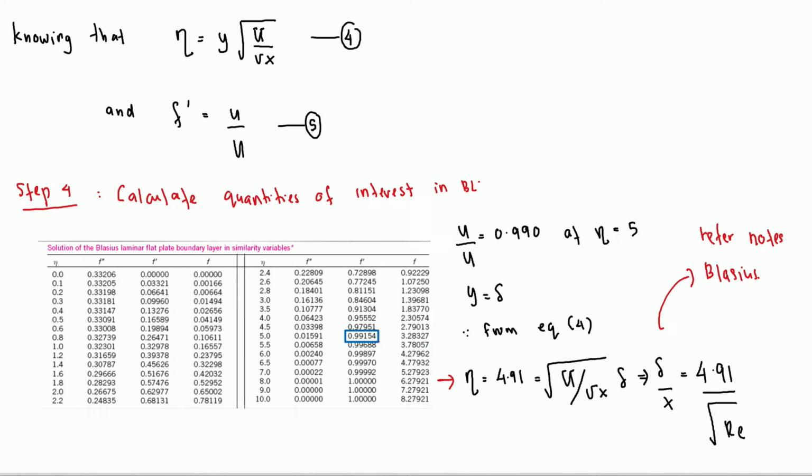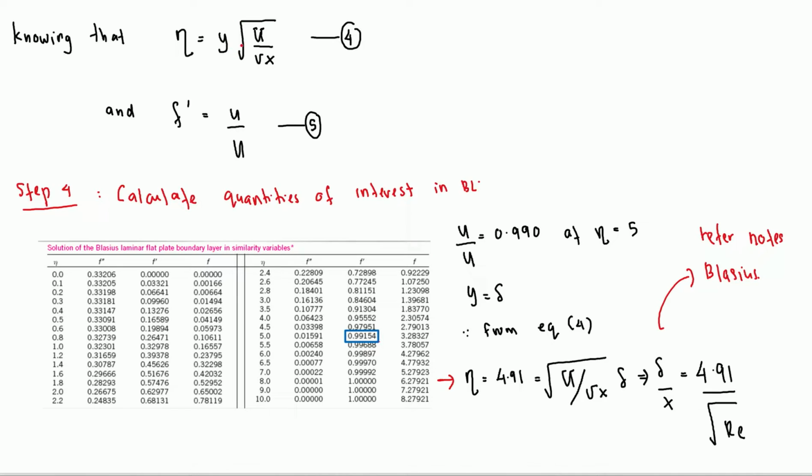Okay, this equation we already discussed in our previous lecture, which is the Blasius exact solution, and we know this variable eta. So what is eta? Eta is y.